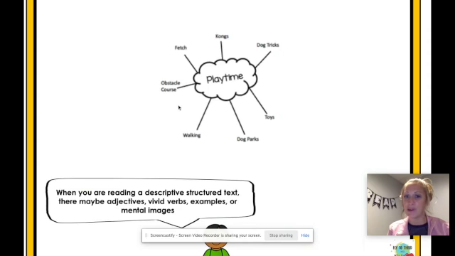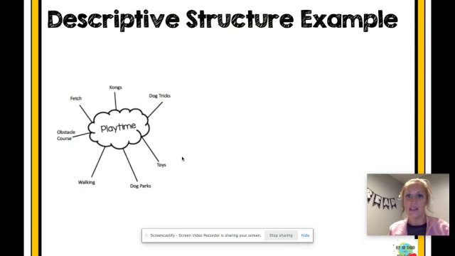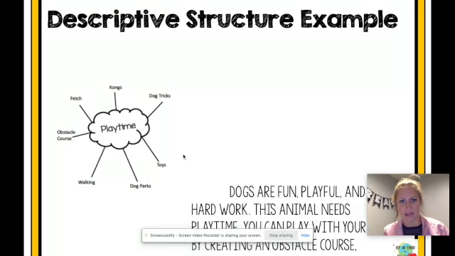So we remember the organizer we did last time where our class story had playtime and we described about 5, I did 7 things. Well, I'm going to keep in mind that as I use this organizer today, I'm going to have adjectives, vivid verbs, examples, or mental images when I write. So let's take a look at an example, and you tell me if it's doing those things.